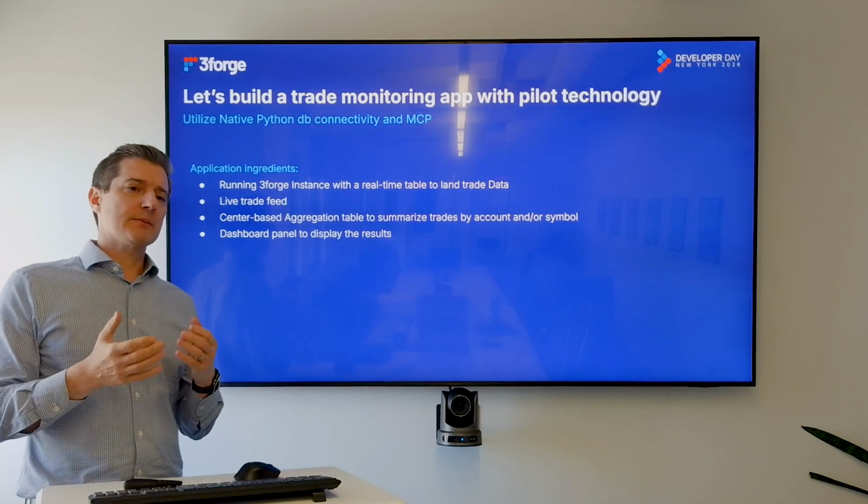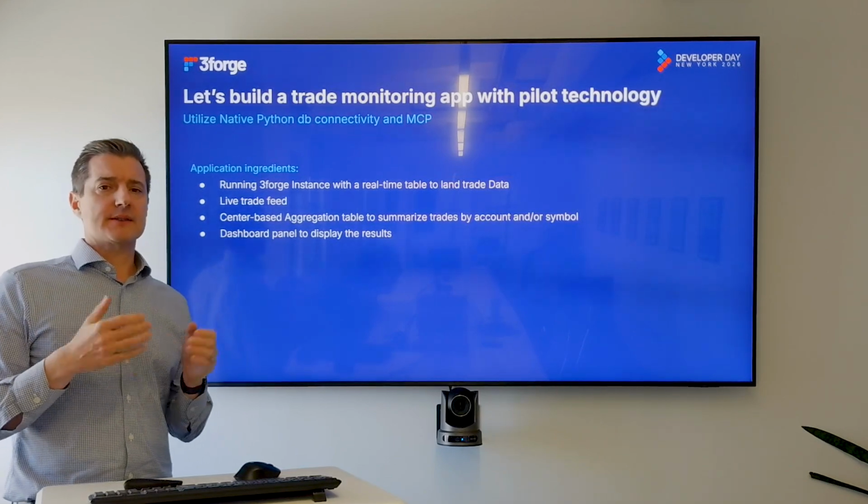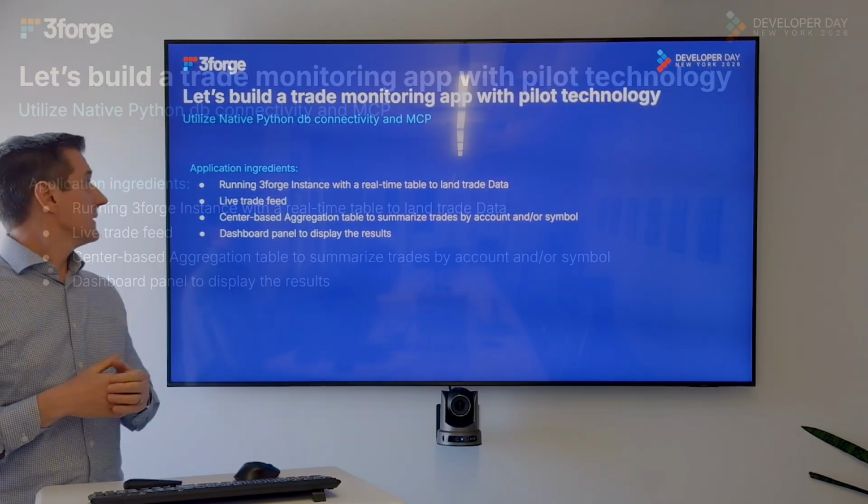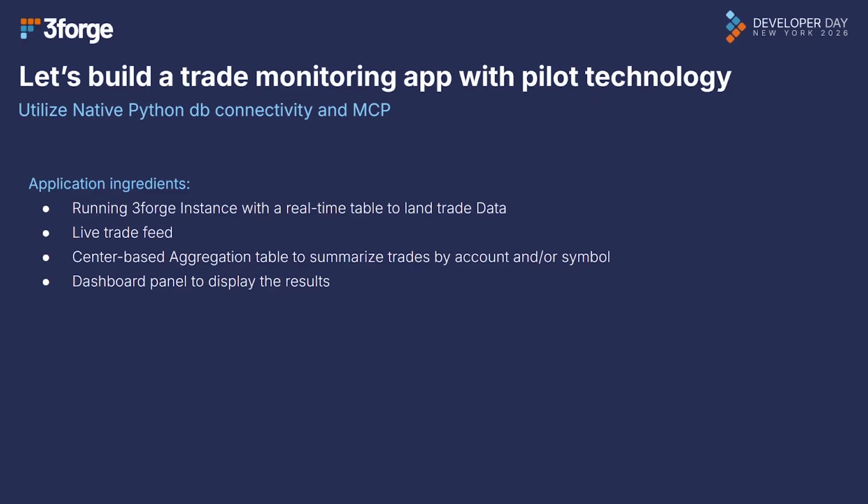This will exhibit both the Python connectivity as well as what we can do agentically. We're going to use a native Python database connection that's based on a C++ library we built in-house, and use that to build a live trade feed. We'll have a simple Python script that runs, inserting a random number of trades every few seconds, simulating a feed.